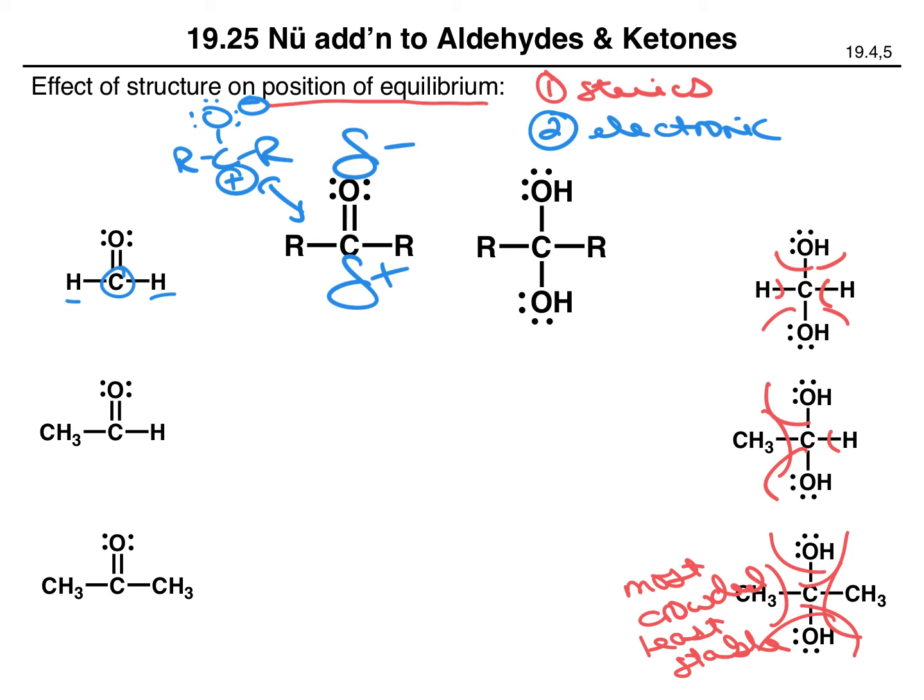Looking at the other extreme where we have acetone, now we have two alkyl groups that can both release some electron density. They can take on a partial positive charge, and that is going to help stabilize the partial plus that is on this carbon. And so because the alkyl groups can share electron density, that is going to make this the most stable.